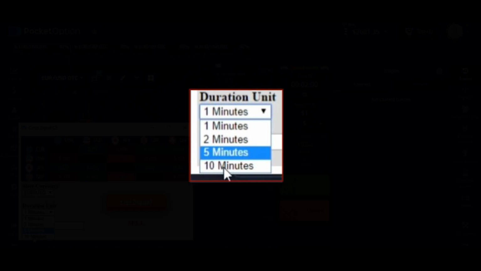Time frame for Cross Pro Bot signals that you can use. Here I use a time frame of 5 minutes.